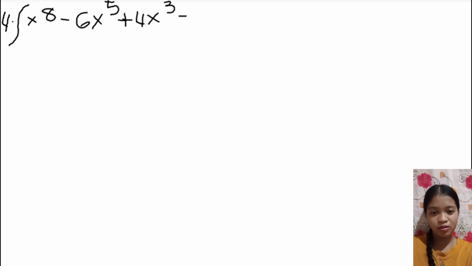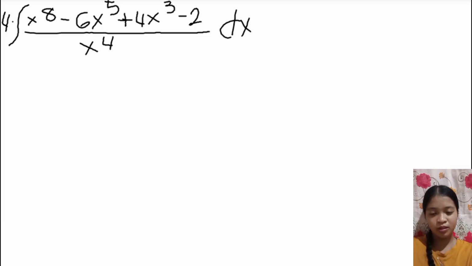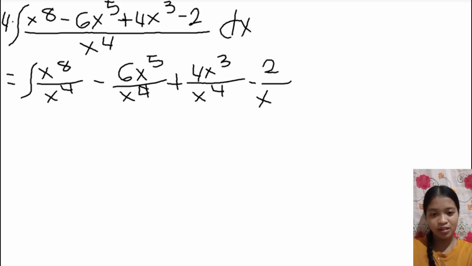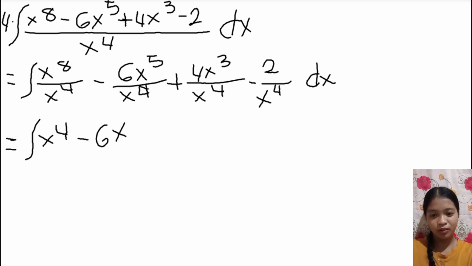So the next equation is the integral of (x^8 - 6x^5 + 4x^3 - 2) over x^4 dx. So we're simply going to distribute the denominator to each term, so it will become the integral of x^8 over x^4 minus 6x^5 over x^4 plus 4x^3 over x^4 minus 2 over x^4 dx. Then we can still simplify it, so still rewriting it.